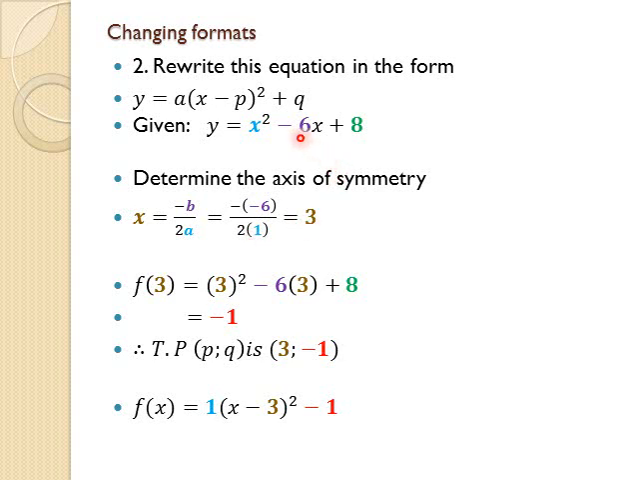3 is substituted back into the original equation. So that becomes f of 3, or y, equals 3 squared minus 6 times 3 plus 8. That gives me 9 minus 18, which gives me negative 9, plus 8 then gives me negative 1. So my turning point, p and q, is simply 3 and minus 1. Now, we know the a value there is 1, so if I substitute back, a becomes 1. My p there is positive 3, so it must go in as negative 3.